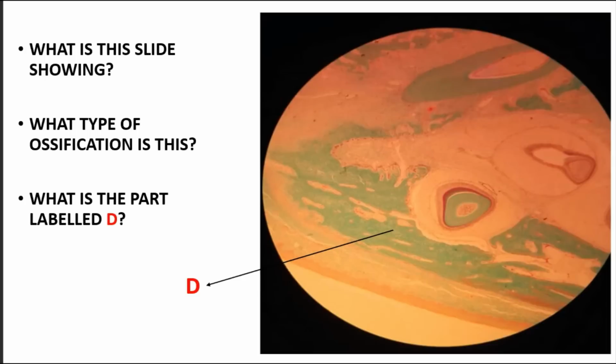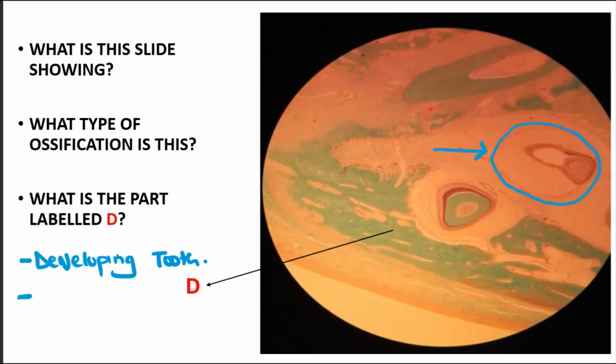What is showing in the slide? So this is a developing tooth. Where is it? It's here. You can see that this is a developing tooth here. What type of ossification is this? This is the intramembranous type of ossification.